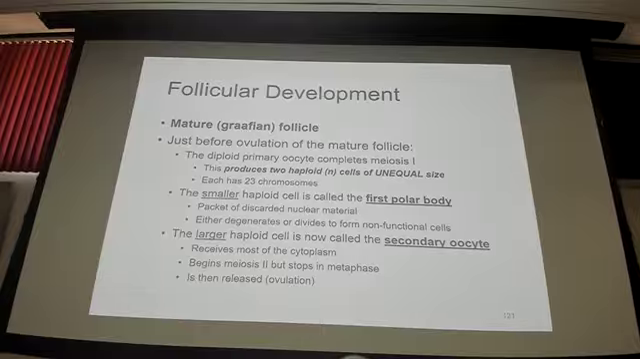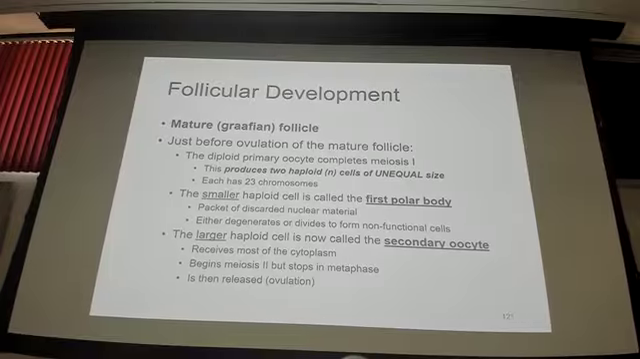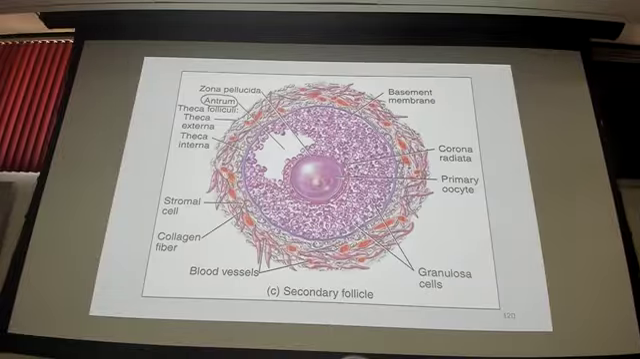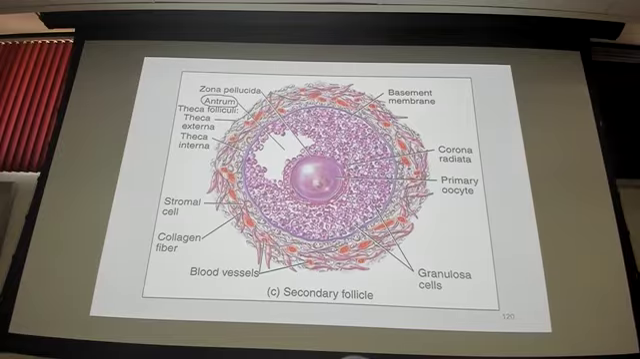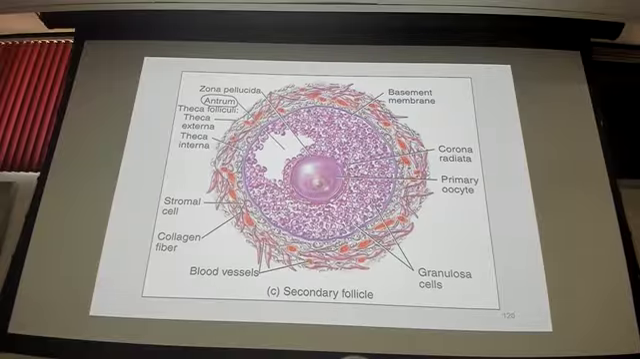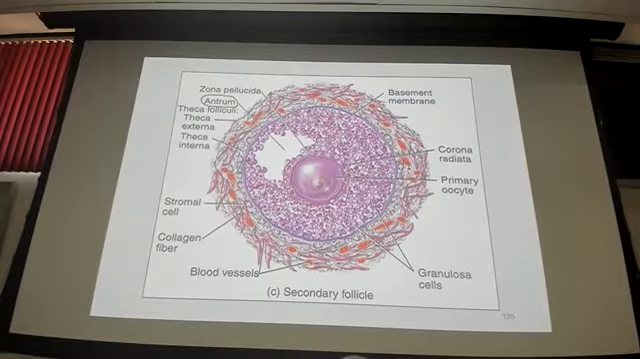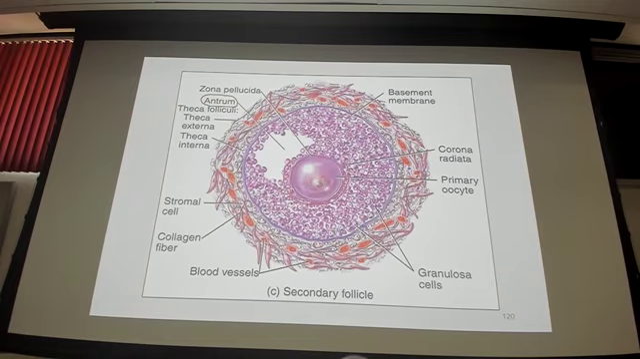There is actually a tertiary, or what's called an antral follicle. It's not on here. We're not going to worry about it. But ultimately, before it actually becomes a mature follicle, that antrum basically almost entirely surrounds the oocyte and the corona radiata.